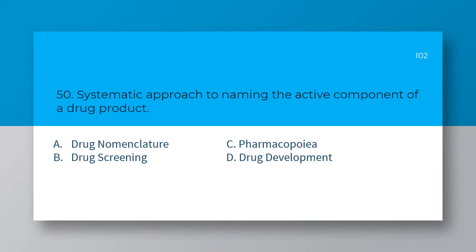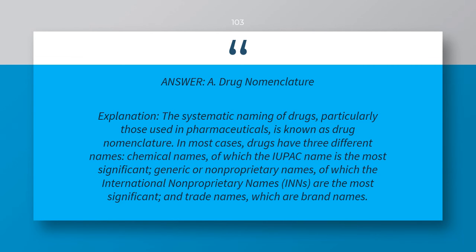Number 50. Systemic approach to naming the active component of a drug product. Answer is A. Drug nomenclature. The systemic naming of drugs, particularly those used in pharmaceuticals, is known as drug nomenclature. In most cases, drugs have three different names: chemical names, of which the IUPAC name is the most significant; generic or non-proprietary names, of which the international non-proprietary names are the most significant; and trade names, which are the brand names.